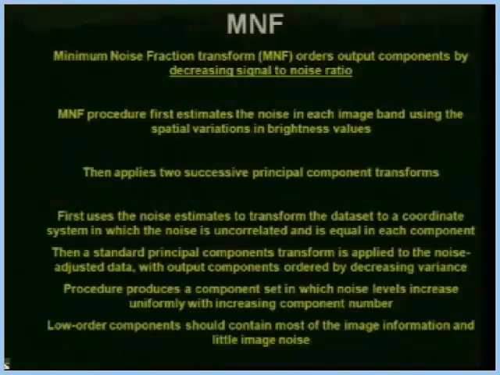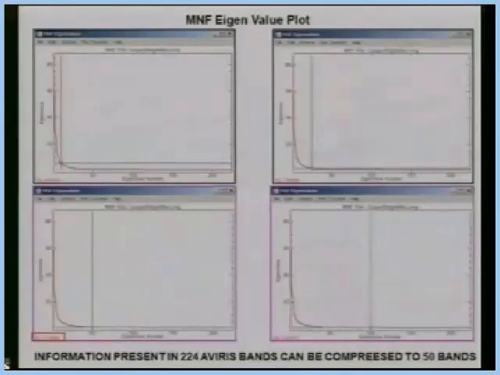The first uses the noise transformation to transform the data set to a coordinate system in which the noise is uncorrelated and equal in each component. Then a standard principal component transform is applied to the noise adjusted data, with output components ordered by decreasing variance. This procedure produces a component set in which noise levels increase uniformly with increasing component number, and lower order components should contain most of the image information and little image noise. This is statistically better represented than the PCA method.